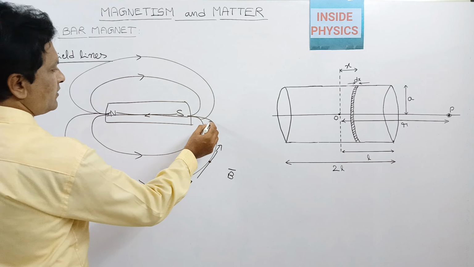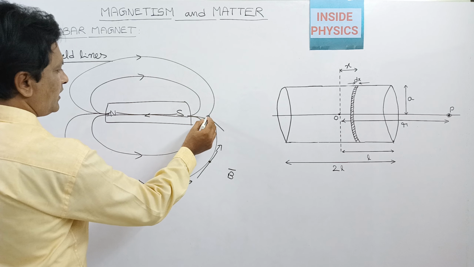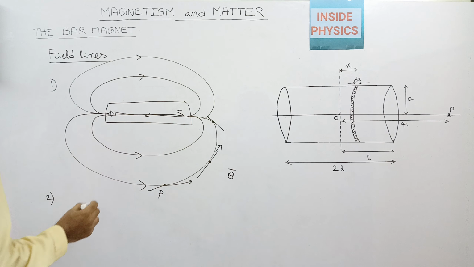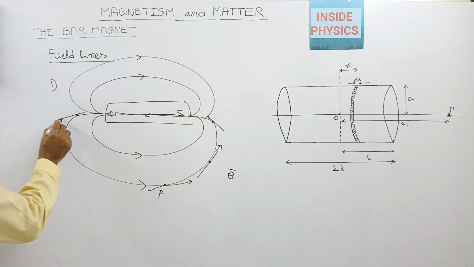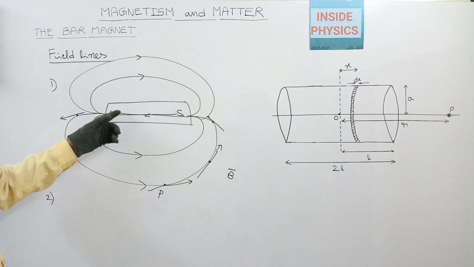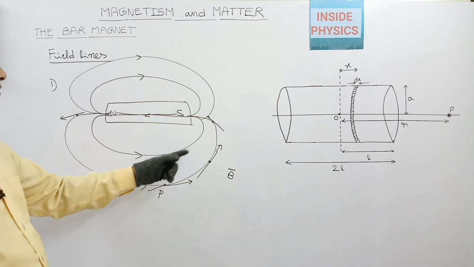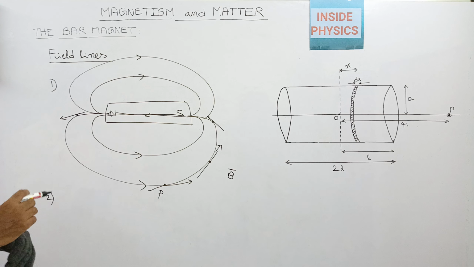And here, if you draw another tangent, this will be the direction. Here, the tangent direction will be towards the south pole. Here, the tangent direction will be this side. In this way, the field direction is from north pole to south pole outside the magnet, and south pole to north pole inside the magnet.